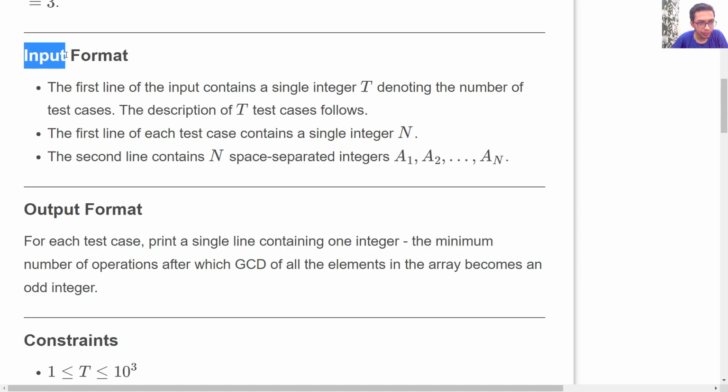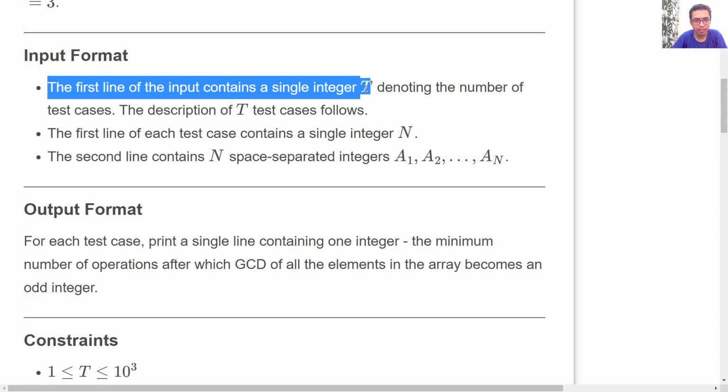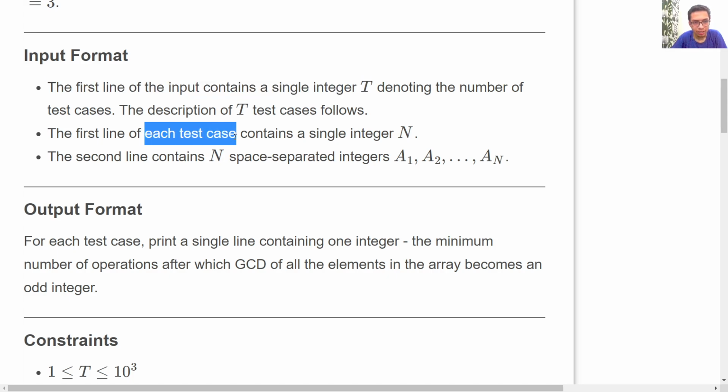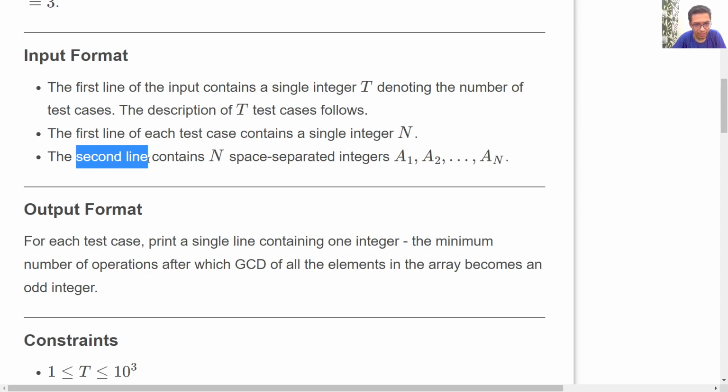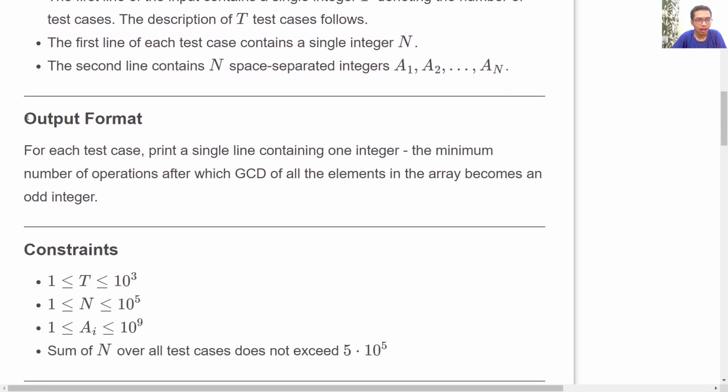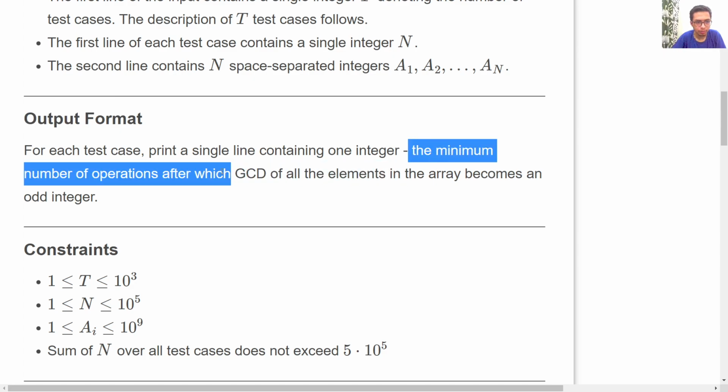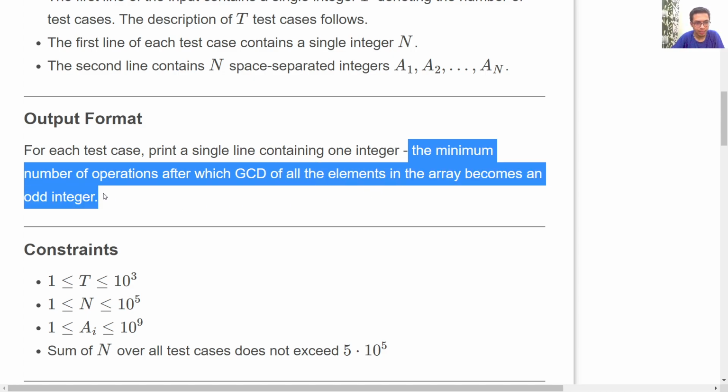Now let's see the input and the output format. In the input, the very first line contains a single integer t, which is the number of test cases. For each of these test cases, the very first line would contain a single integer n, which is the size of this array. And on the second line of the test case, we would have n space separated integers, which are simply the array elements, right? And the output is simply the minimum number of operations required, after which the GCD of all the array elements becomes an odd integer, right?